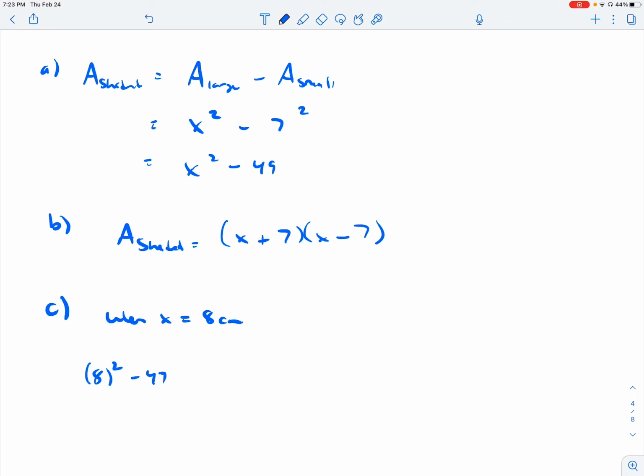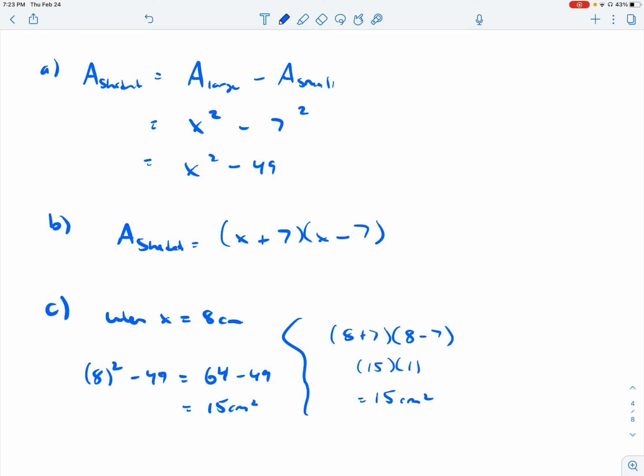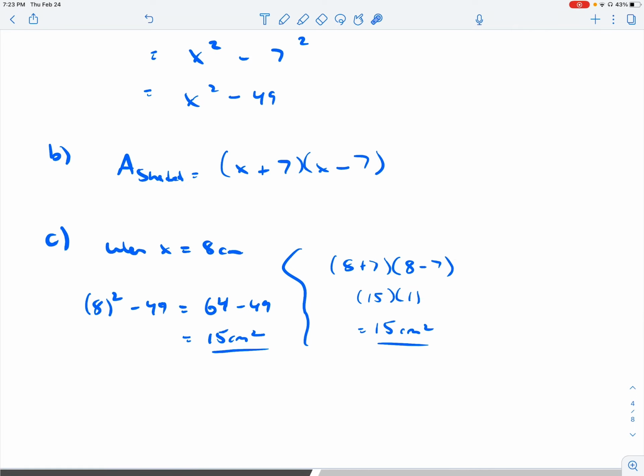8 squared minus 49, that's going to be equal to 64 minus 49, which is going to be 15. Okay, and then on this side, I'll use this one. So we'll have 8 plus 7 times 8 minus 7. So that's 15 times 1, which is just 15. Those are going to be centimeters squared, both of those. I kind of like the factored form a little bit better.